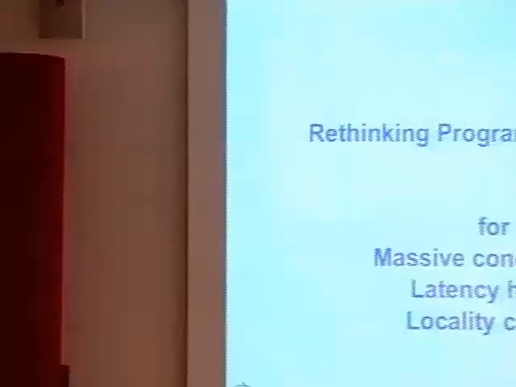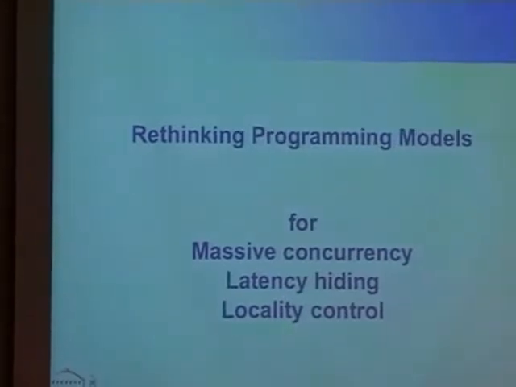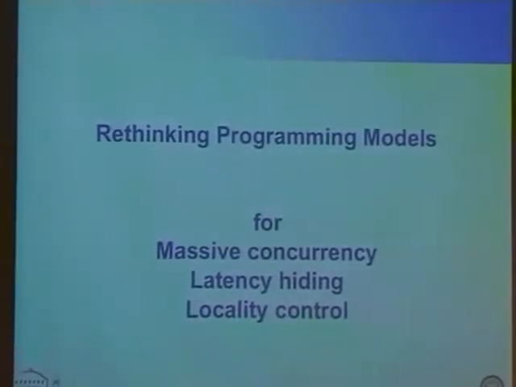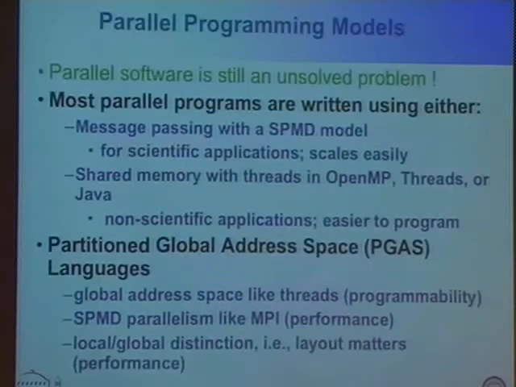Okay, so we want to rethink programming models from the lessons that we've learned from hardware. One of the things is we want to redesign them for massive amounts of concurrency, for latency hiding, and for some control over locality, which was what we learned from looking at the Cell results. So we really have to have some control over the memory hierarchy.